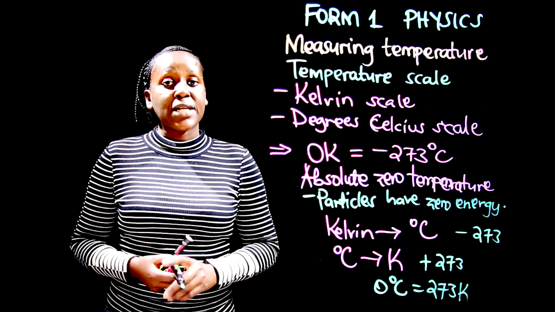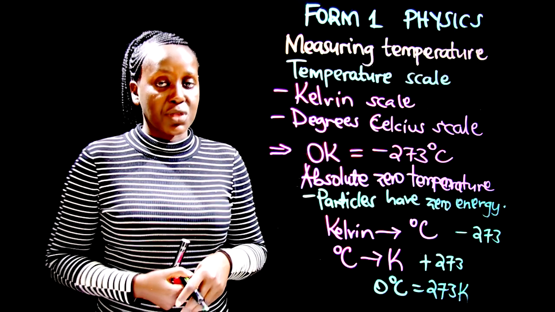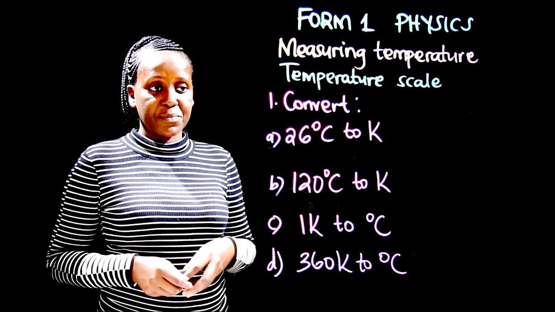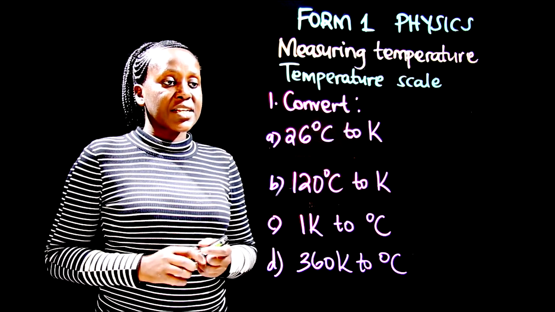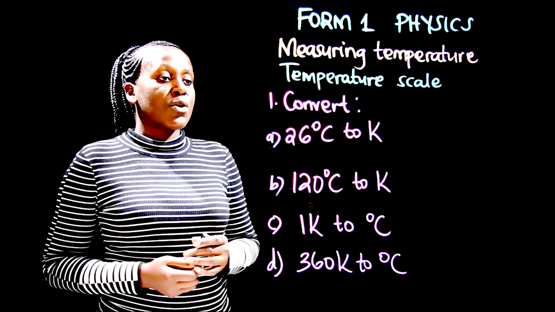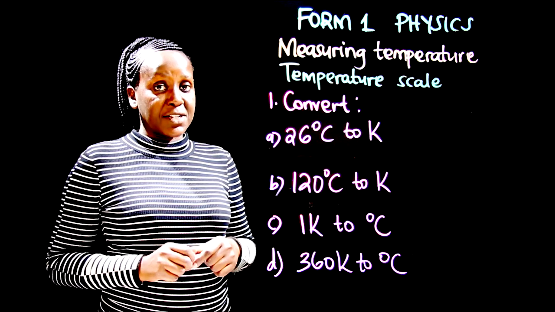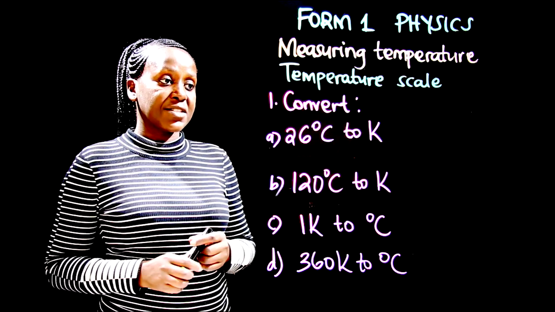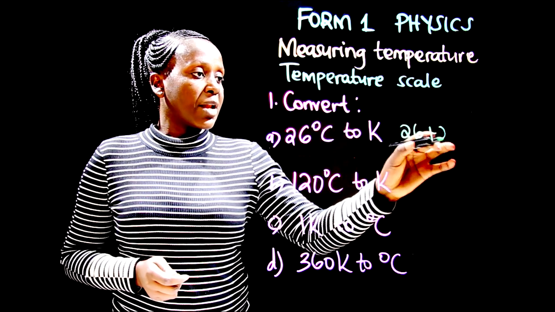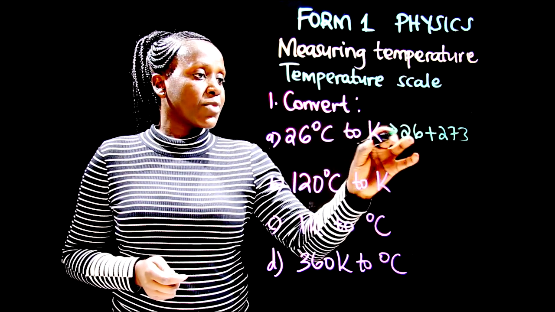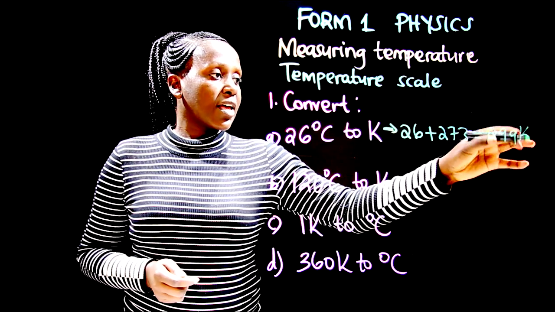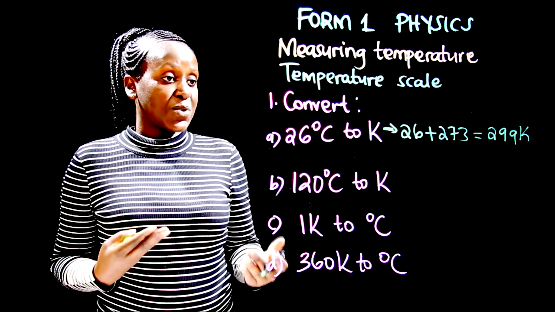So now we are going to do some conversions and practice how to do this. We are going to convert between degrees Celsius and Kelvin. Given 26 degrees Celsius, we need to convert this to Kelvin. To convert from degrees Celsius to Kelvin, we add 273. So our new temperature will be 26 plus 273, which is equal to 299 Kelvin.